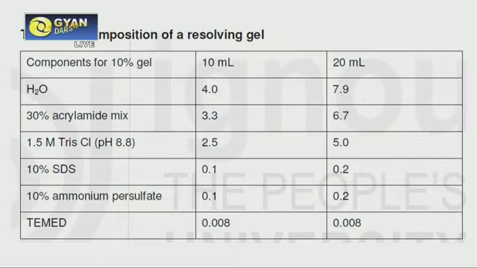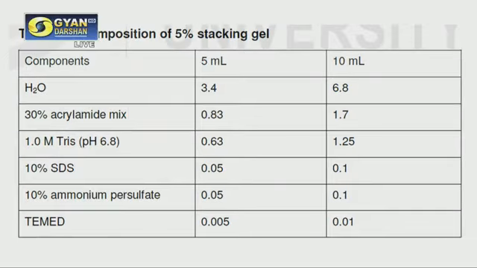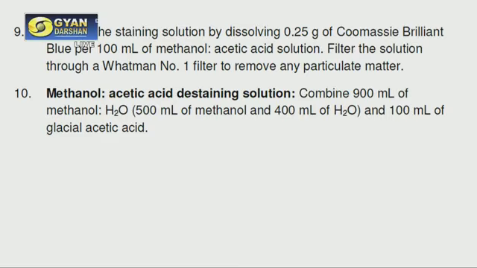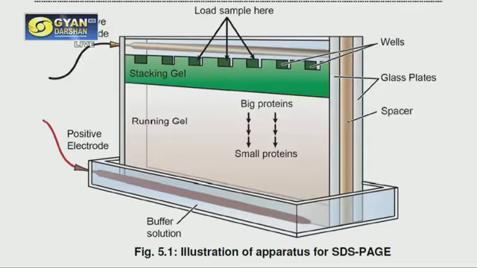So this is the composition of the resolving gel. There is a proper ratio in which you should mix the components: water, acrylamide, tris-chloride pH 8.8, SDS, ammonium persulfate, TEMED. Similarly for the stacking gel, 5% stacking gel, you have the mixture. You can find it in our self-learning materials. It's given there. And then you prepare the staining solution, that is the Coomassie Brilliant Blue, in methanol acetic acid, and then the destaining solution, that is only methanol and glacial acetic acid, not the Coomassie Brilliant Blue.